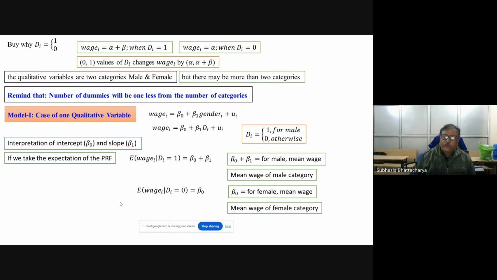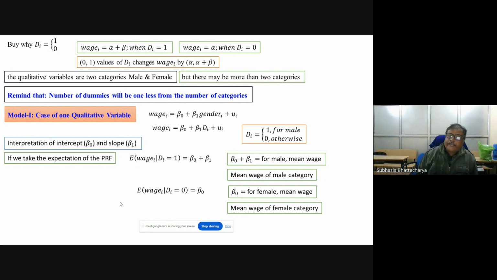It is clear to you that beta 0 is the intercept. Beta 0 is the mean wage for that category for which Di equals 0, that is the female. And what is beta 1? Beta 1 is the difference of the mean values between those for whom Di is equal to 1 and for whom Di is equal to 0. Am I clear? It is very important. I'm telling it one more time.